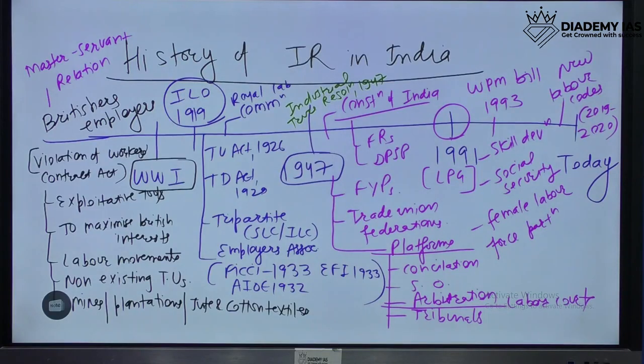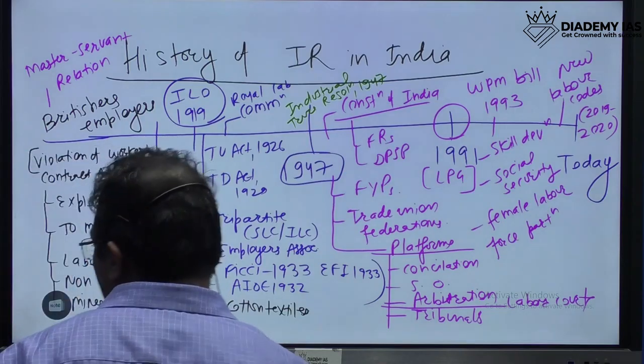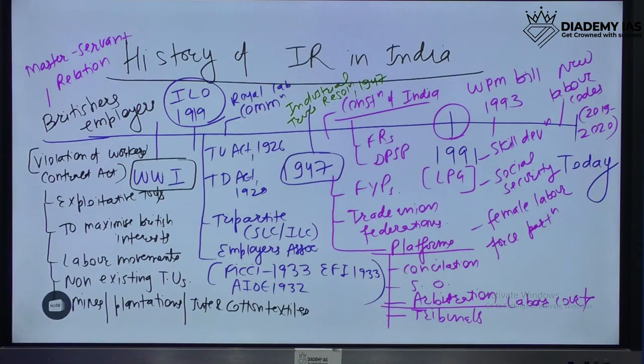So I hope you get an idea about the history of development of IR. Apart from this, we shall also see the 5-year plans. What was the focus of the government in the 5-year plans? That is also an important part of the theory or the evolution.